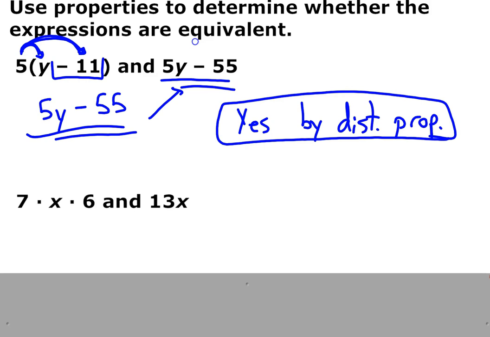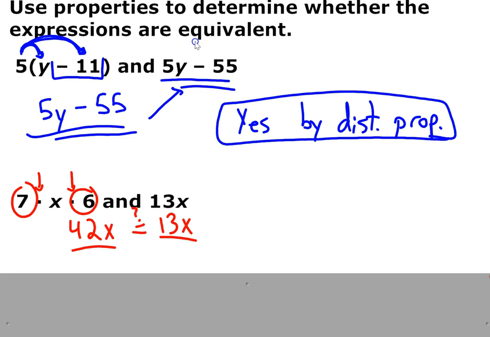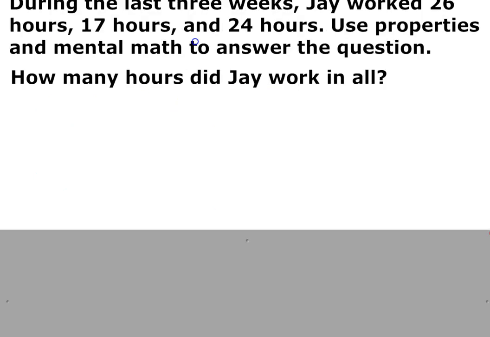And if you note, these are the exact same expressions, so yes, by the distributive property. Are these equivalent expressions? Notice we have multiplication. 7 times 6 is 42 times x, and 13x. These are not the same value. The way I got 42x was by using the associative property to multiply in any order that I'd like, and then look to see, are they equal? The answer is no. So these are not equivalent expressions.